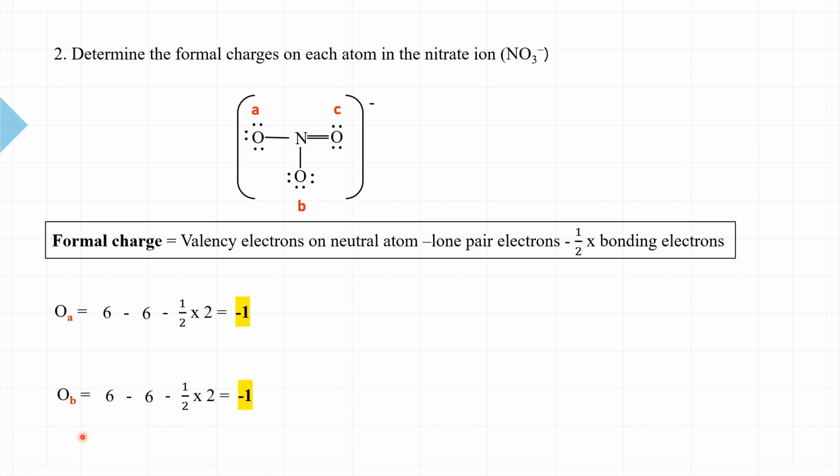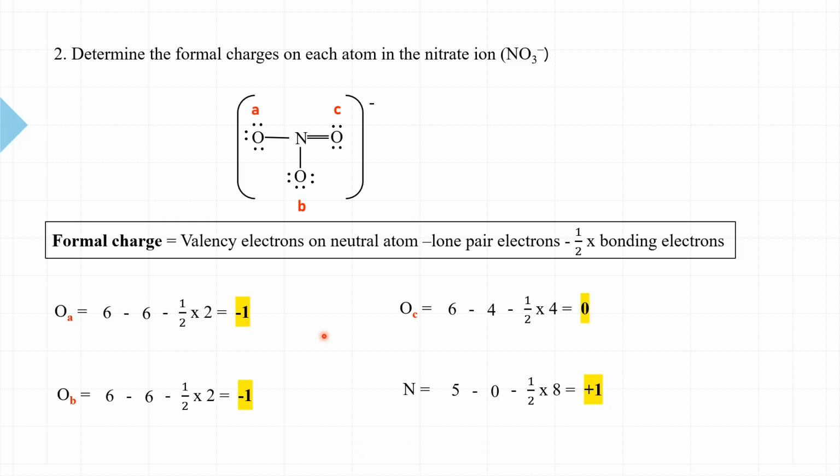Second one, B oxygen. Same way, 6 minus 6 minus half times 2, negative 1 charge on the B oxygen. C oxygen: 6 minus 4 because 2 lone pairs, minus half times double bond means 4 electrons, the charge is 0. Now the charge on the nitrogen. Nitrogen is a group 5A element, so 5 valence electrons minus 0, no lone pairs on nitrogen here. So 5 minus 0 minus half times total bonding electrons 8, so the charge is plus 1.